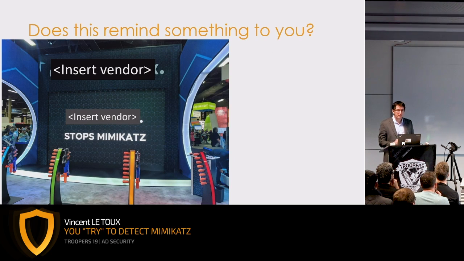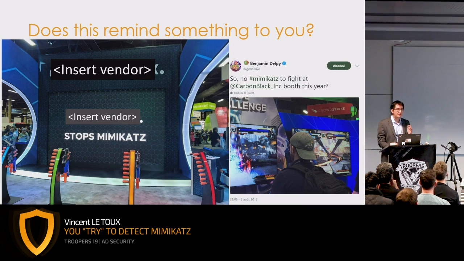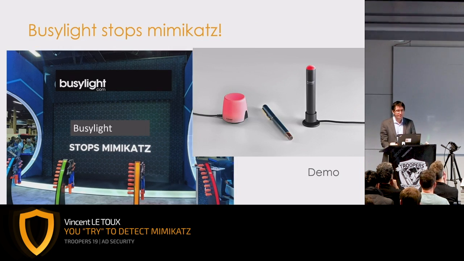So when I was traveling around the world, I felt that vendors are overselling detection. So I try to hide the vendor name because I don't want to blame a specific vendor. You know, I'm dealing with marketing, I'm dealing with vendors. But if you need a hint, maybe I can mention a tweet that Benjamin has made. But I'm asking why they didn't do it this year. Maybe it's not effective? Oh, I can show you a way to detect Mimikatz.